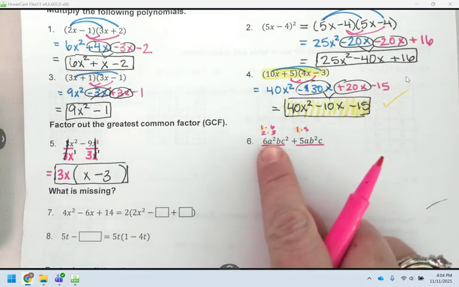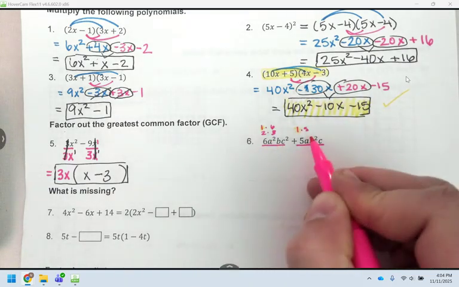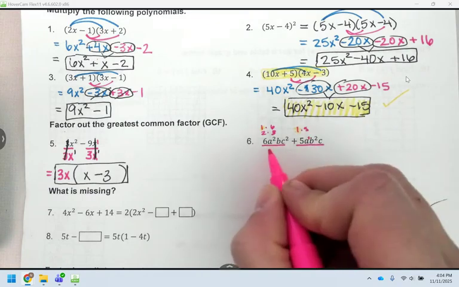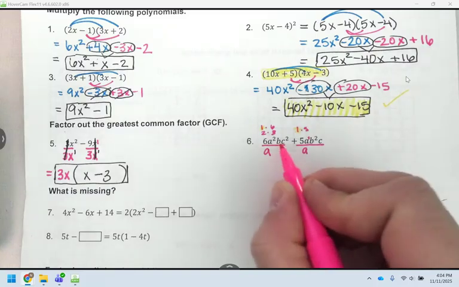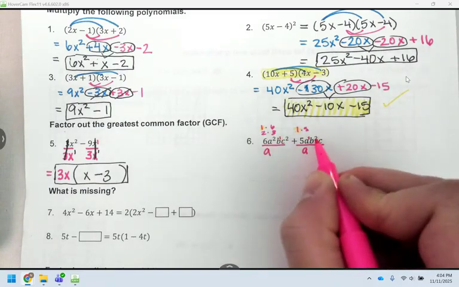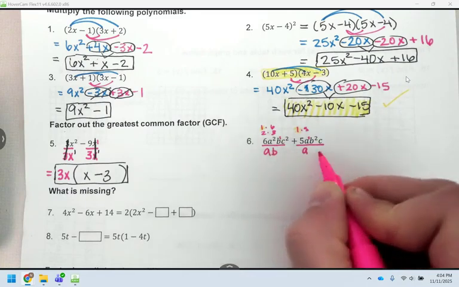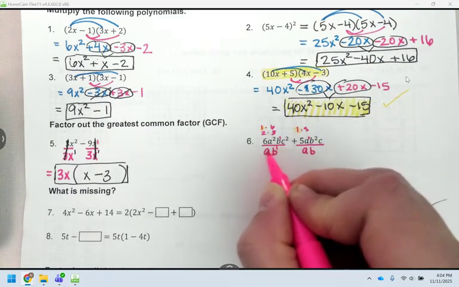Okay, let's look at our A's. We have 2 A's in this one. We have 1 A in this one. So that means we can take 1 A out of both. We have 1 B in this one and 2 in this one. So we can only take 1 B out of both.